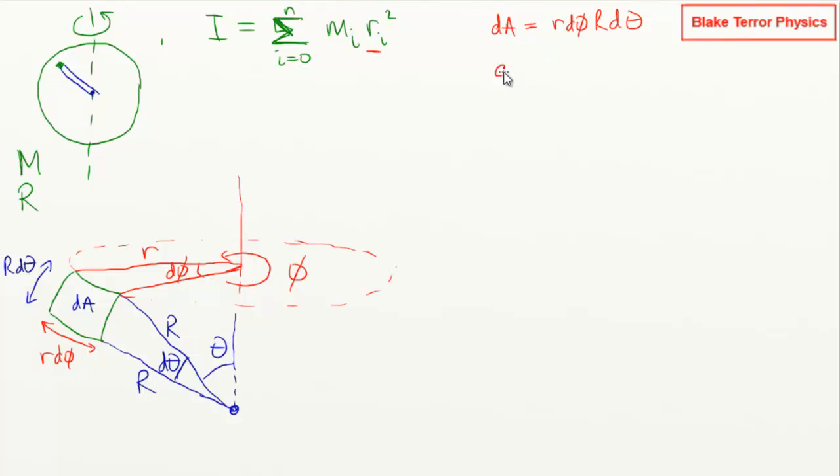Right, now we need our dm, I'm going to put that in inverted commas. So the little bit of the mass of the total shell, and the reason I'm putting that in inverted commas is that's this mi, really. That's our dm that we're going to be adding up. So that is going to be the mass of the entire shell times the fraction of the shell that we've got. And that is dA divided by the total area of the shell.